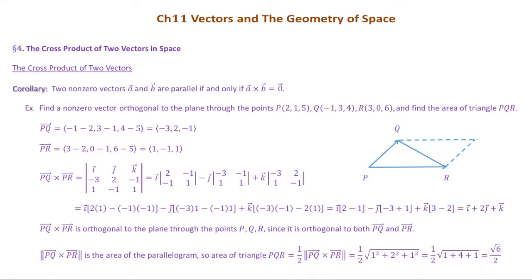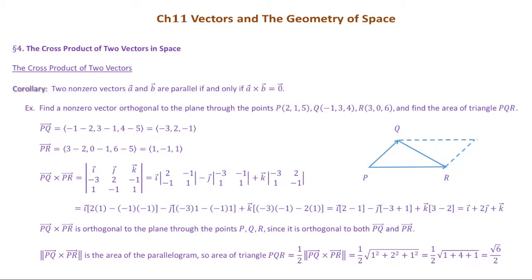Then you can draw another vector from P to R. The components of this vector will be 3 minus 2, 0 minus 1, 6 minus 5. Again, component subtraction, terminal minus initial. 3 minus 2 is 1, 0 minus 1 is -1, 6 minus 5 is 1. So we get another vector PR: 1, -1, 1. And then why don't we just do the cross product with these two vectors?